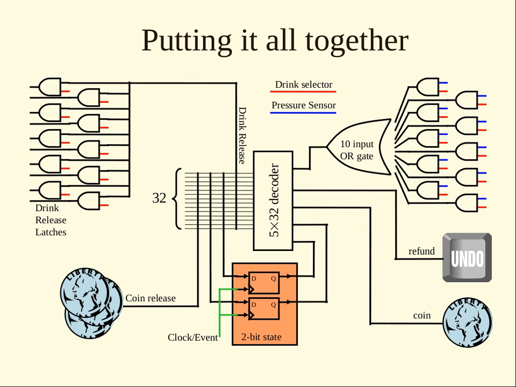XOR? Okay, so XOR would mean that you would have to have an odd number selected. So I could select 3 at the same time, and then XOR would produce 1. Good guess.